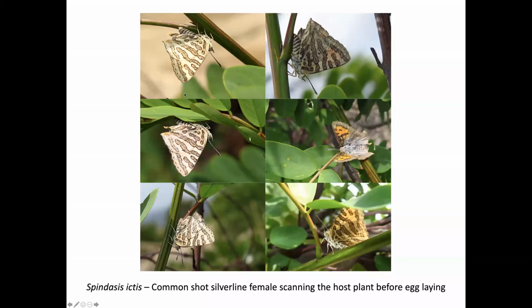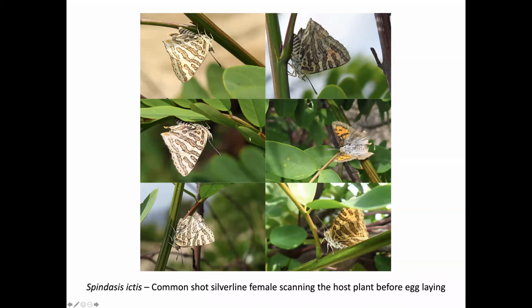This is a complete sequence of the common shot silverline, which is found all over India, and the host plants of this particular species were not much studied. A few years back, I went to Bangalore for some research work. Can you hear me, Sharan? Yes, sir, we can hear you. Please go ahead. Okay. Years back, I went to Bangalore, and at that time I went to Turahalli Hills to observe certain endemic and targeted species.